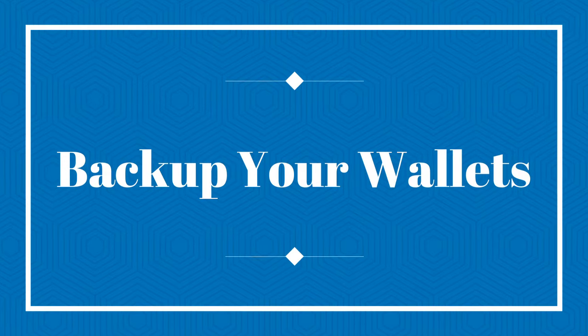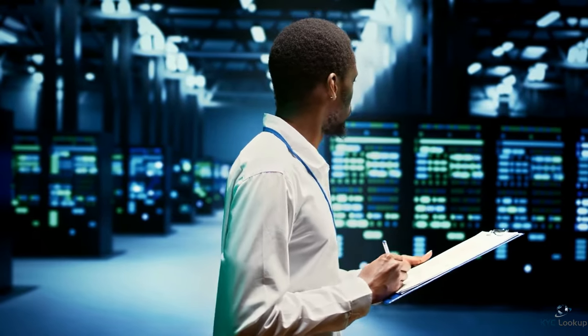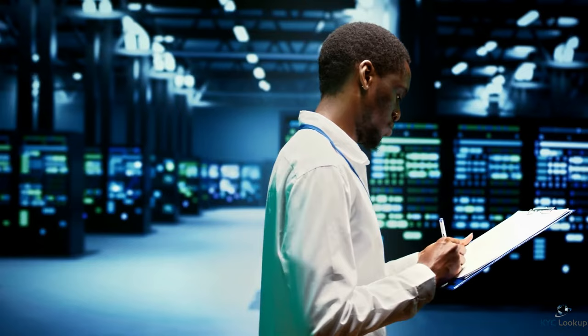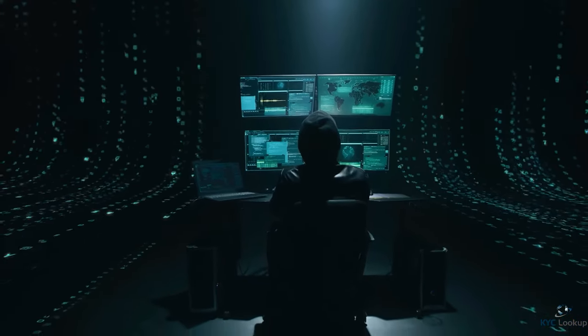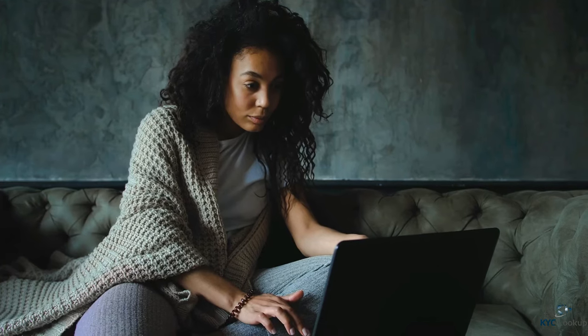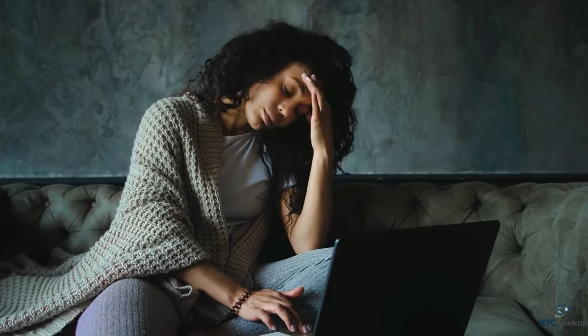Back up your wallets. Create secure backups for your digital asset wallets and store them in separate physical locations. This ensures that you can recover your assets in case of theft, loss, or damage to your primary device.